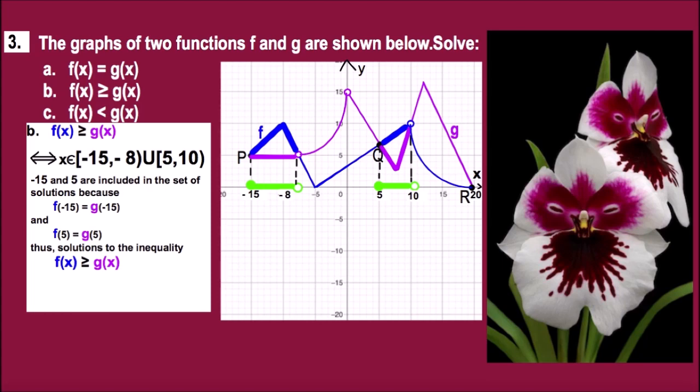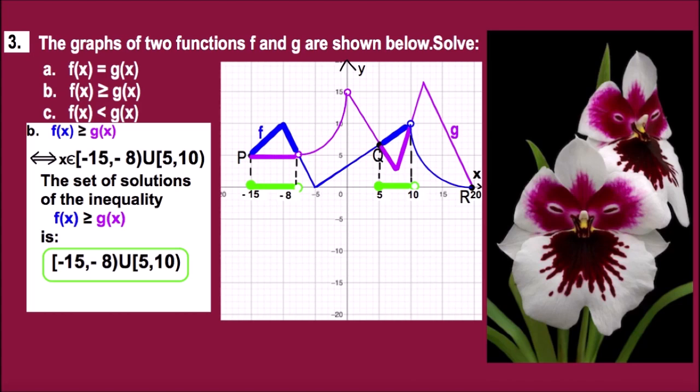Thus, solutions to the inequality f of x is greater or equal to g of x. Negative 8 and 10 are excluded from the set of solutions, as we said before, because they don't belong to the domains of f and g. The set of solutions of the inequality f of x greater or equal to g of x is closed interval negative 15, negative 8 open interval, united with closed interval 5, 10 open interval.